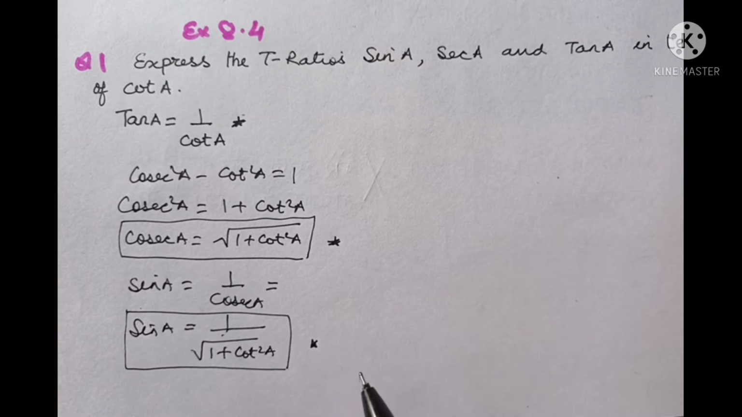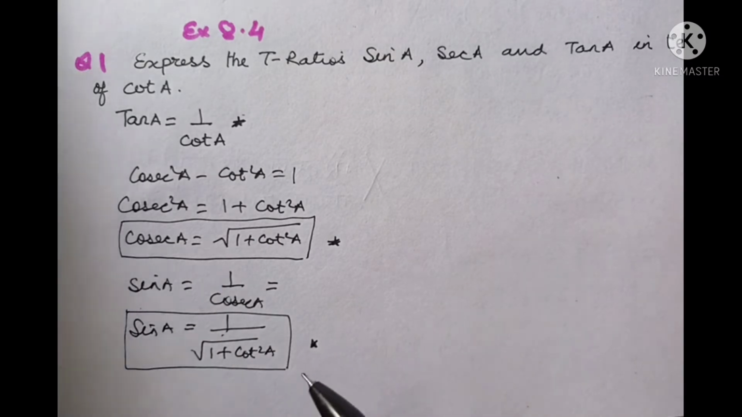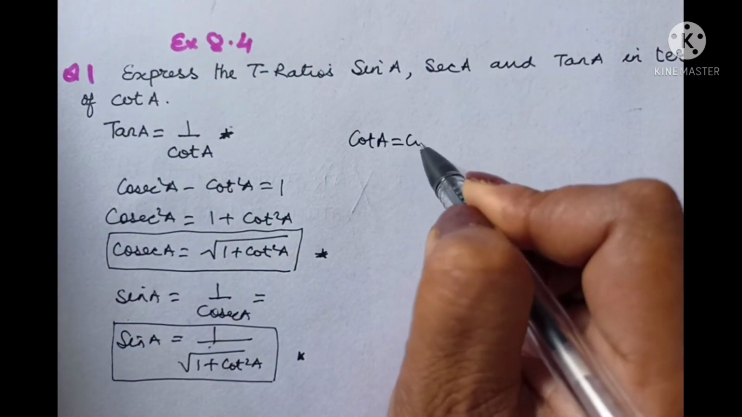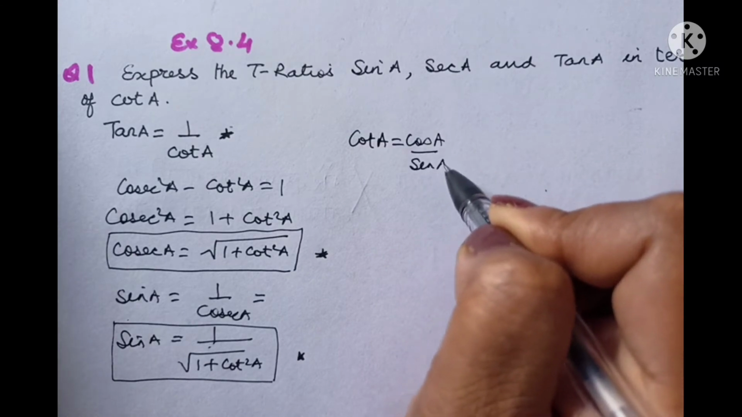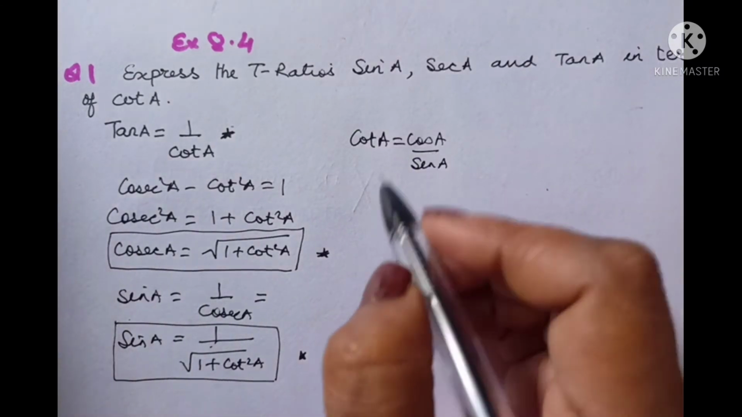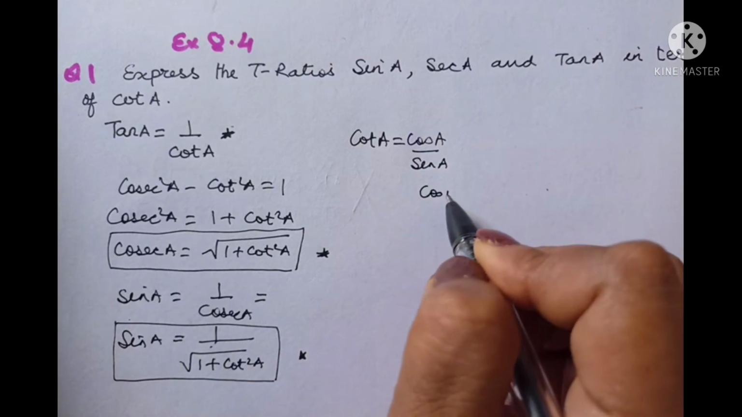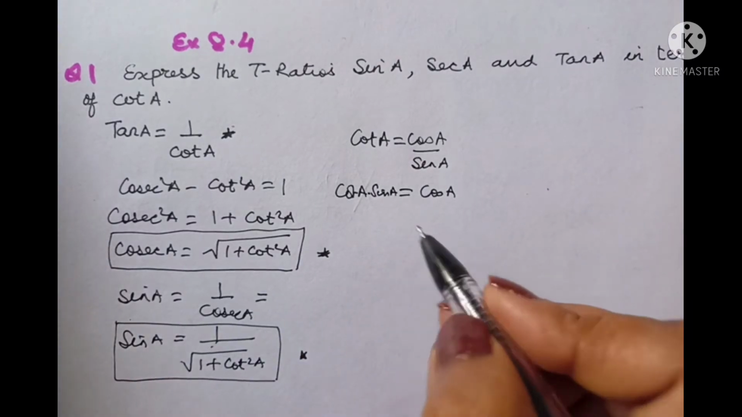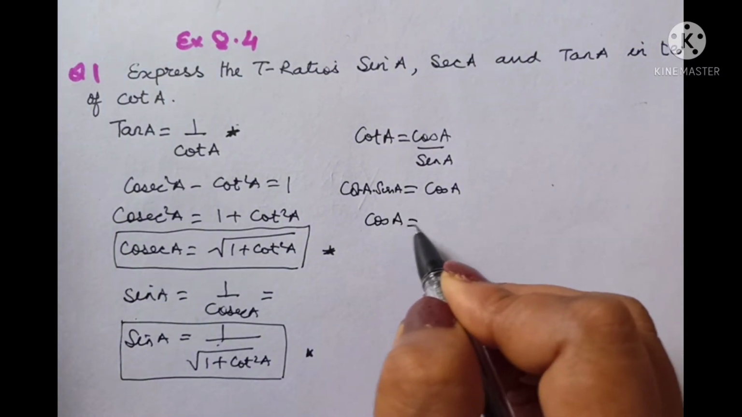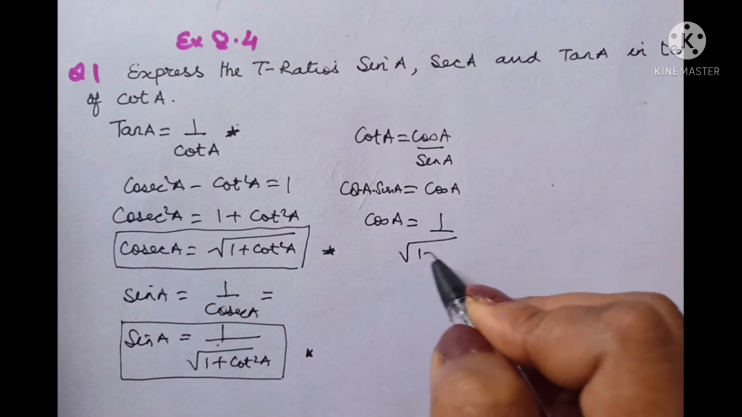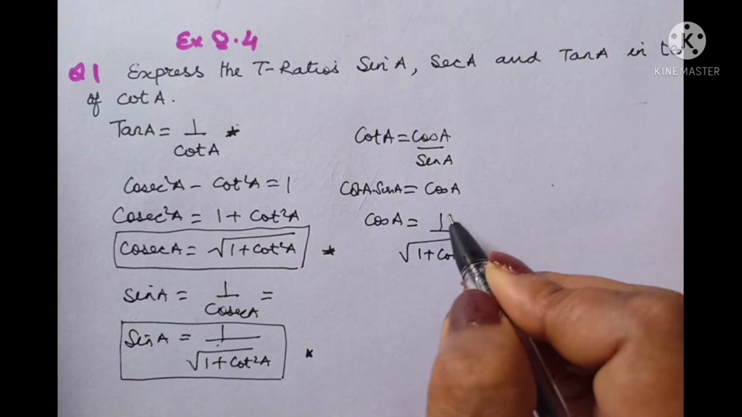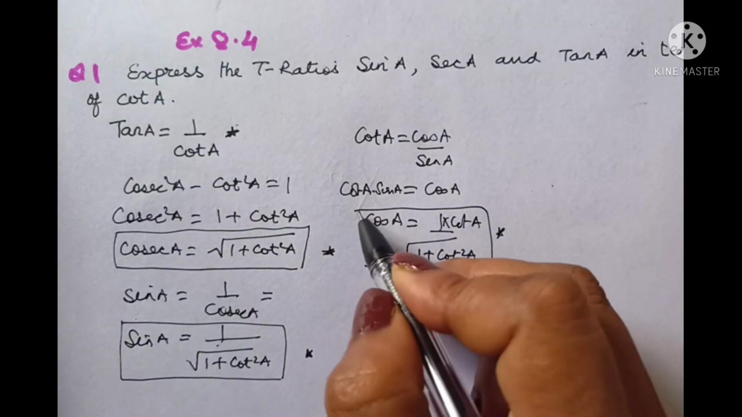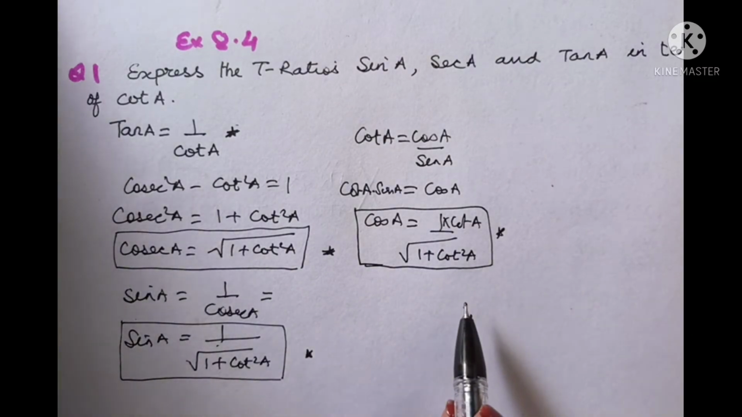Now what can we do further? The relationship of cot is with sine and cos. Can I write cot A as cos A divided by sine A? We know this relationship. So this gives me the value of cos A as cot A multiplied by sine A. So let us put in the values. I get cos A is equal to the value of sine A, that is 1 over root 1 plus cot square A, multiplied by cot A. So I get the answer as cot A divided by root 1 plus cot square A.